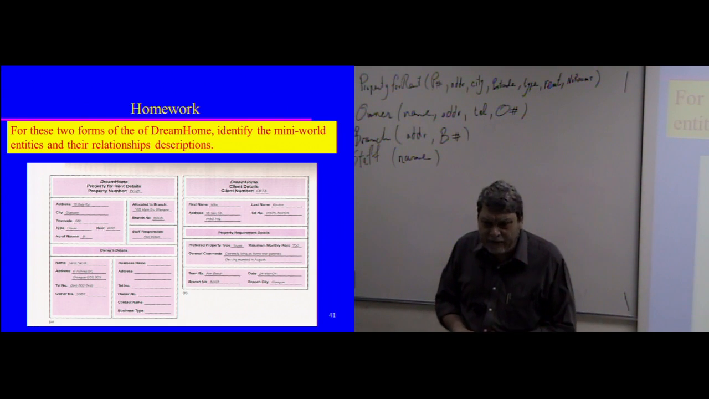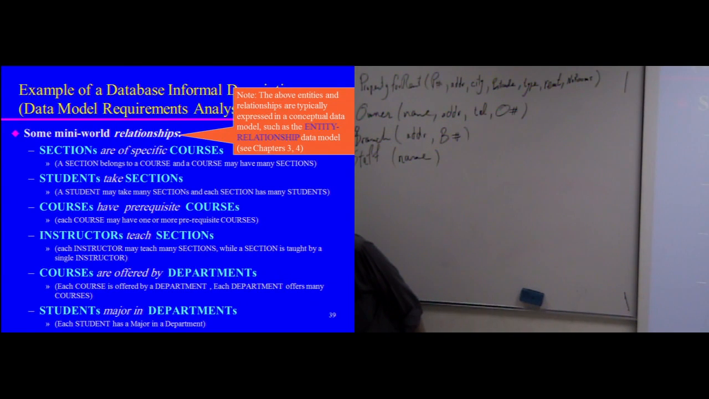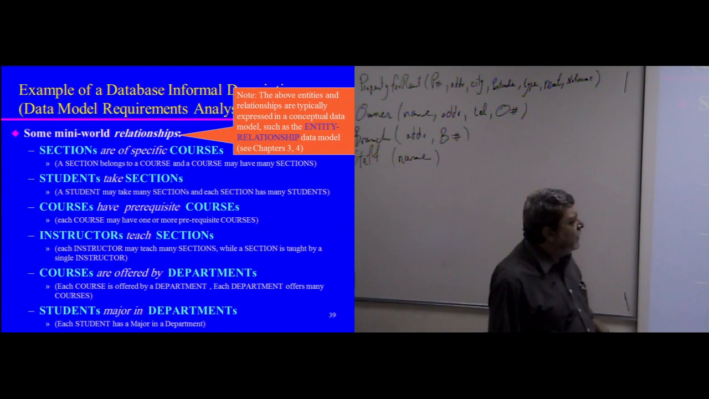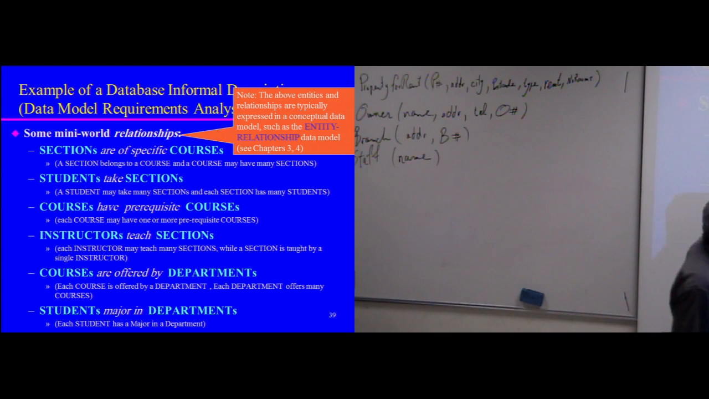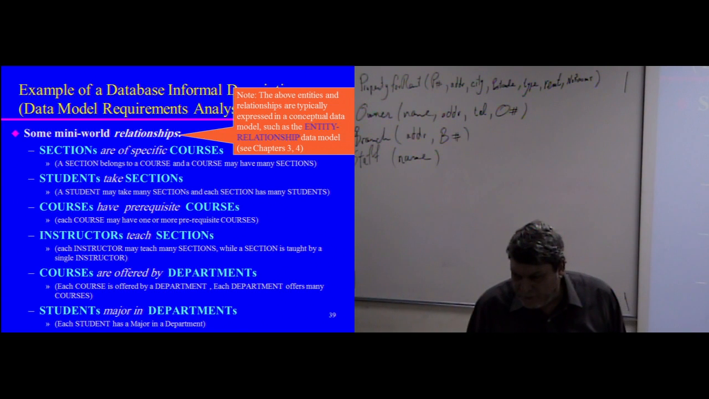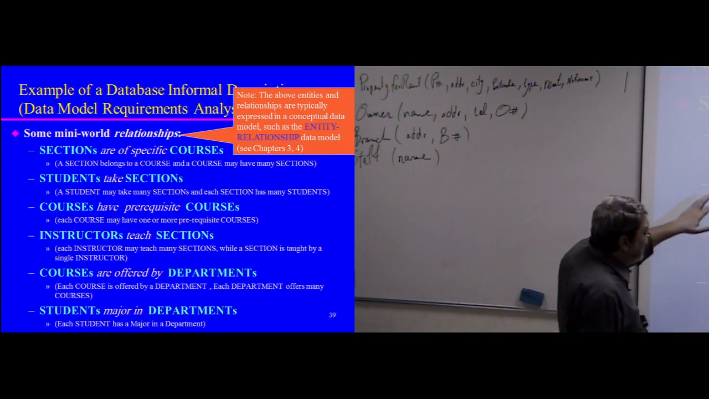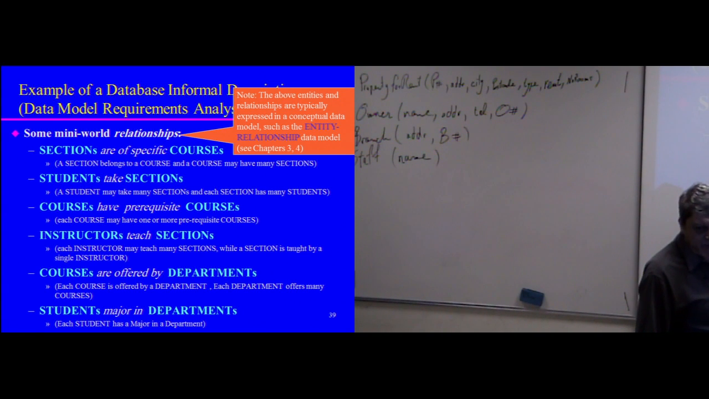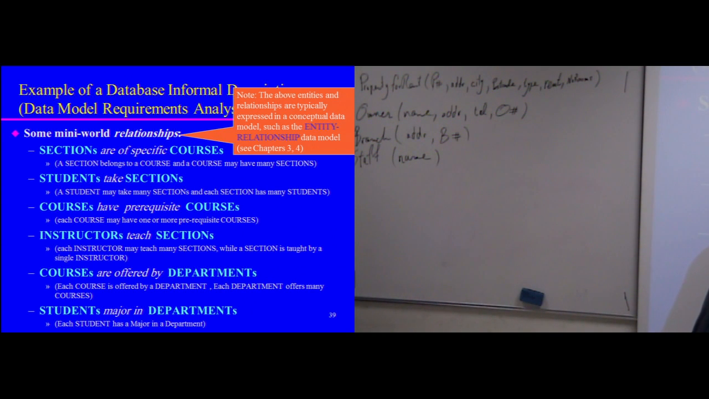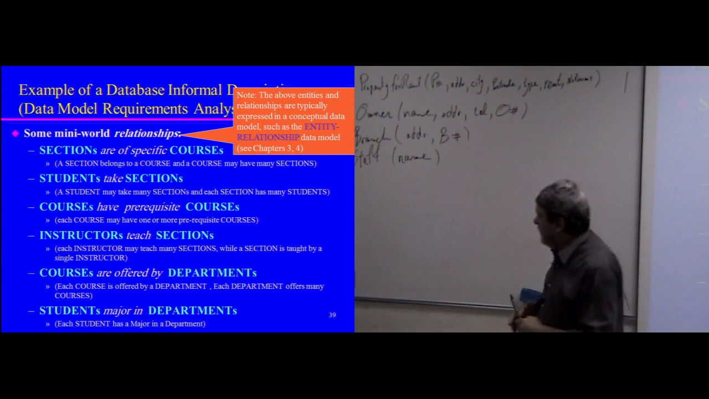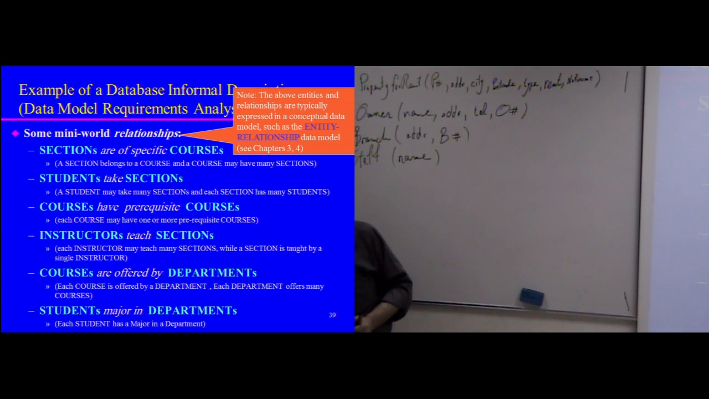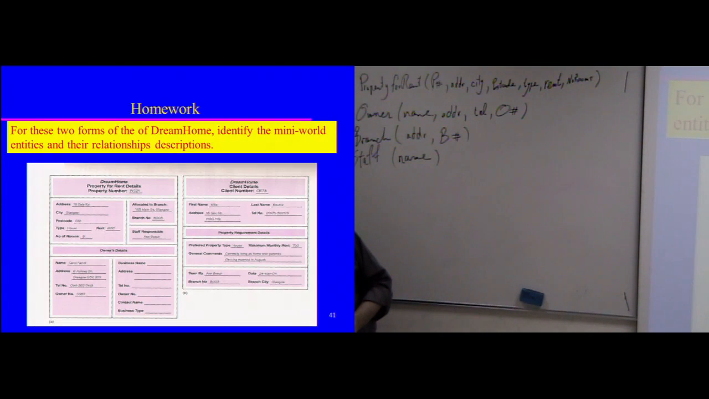Remember how we were writing them? Let me remind you. In the world of university, we can write that sections are of specific courses. So there is a title for the relationship, and then we go into the details. How many sections belong to or are related to courses, and how many of the courses are related to sections? We go both sides, right? So let's do the same for our example, for our form.